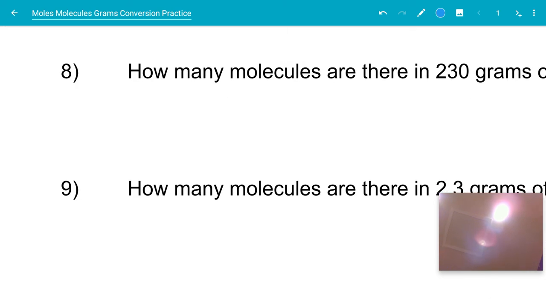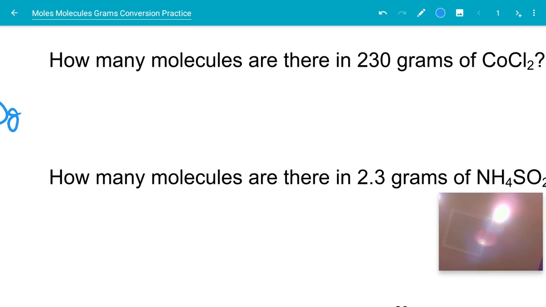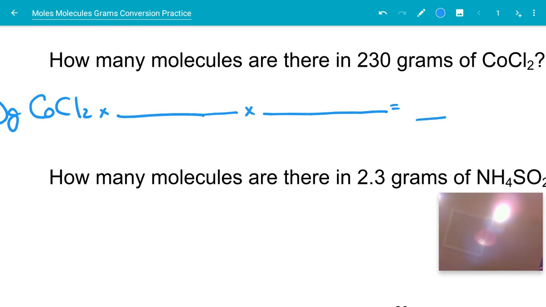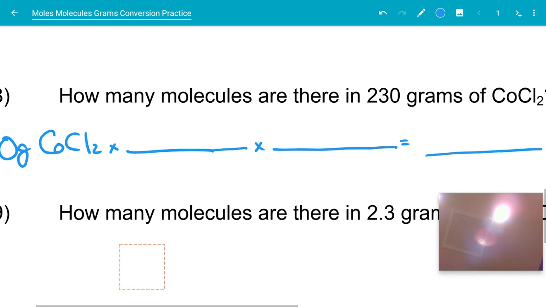What they give us is 230 grams of COCl2. And now I'm going to have to do 2 conversion factors. I'm going to make that one longer. 2 conversion factors. If you look at the mole roadmap, you have to take 2 steps in order to get there. And what I'm looking for is molecules, and that should be a really big number.